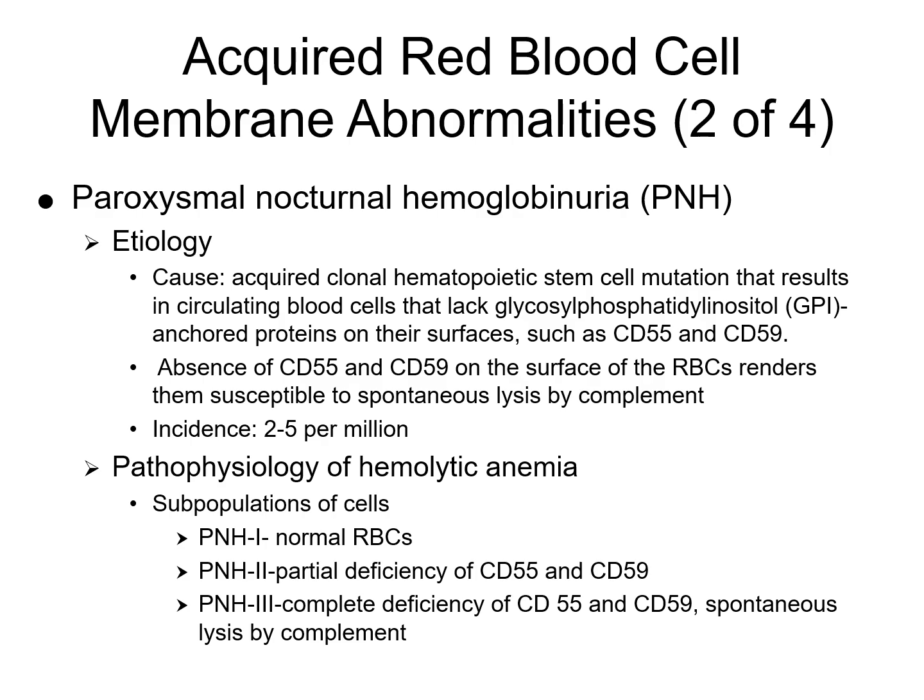For the pathophysiology of this, there are different subpopulations of red blood cells based on the expression of CD55 and CD59. The first one is PNH-1 or I. This is normal red blood cells with normal CD55 and CD59 expression. PNH2 is the partial deficiency of CD55 and CD59. And then we have PNH3, which is the complete deficiency of CD55 and CD59, which actually results in spontaneous hemolysis by complement.